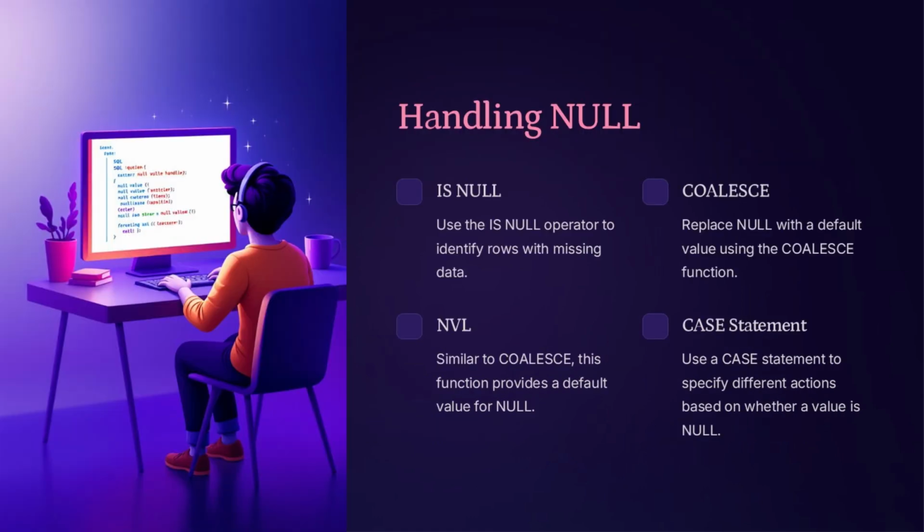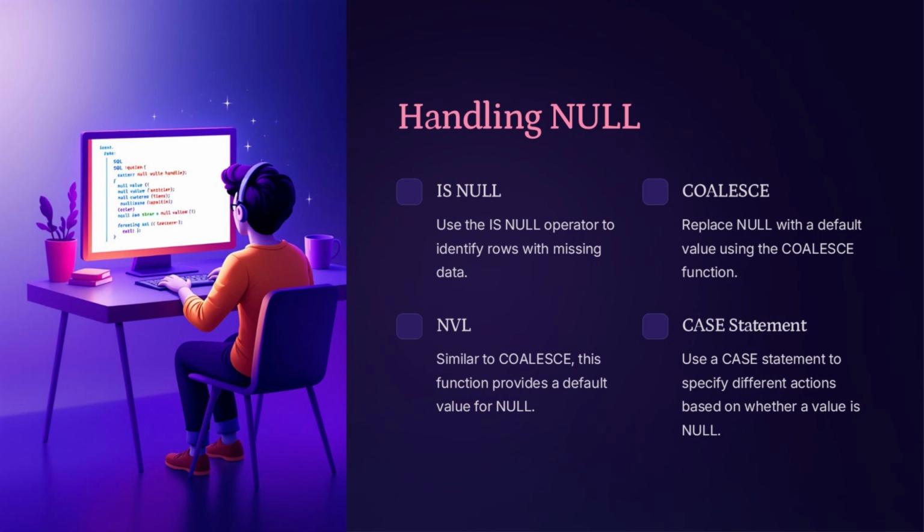Null values can be a common issue when working with data, as they represent missing or unknown information. The is null operator is a simple way to identify rows where a value is missing. This can be useful for finding and addressing gaps in your data. The coalesce function allows you to replace null values with a specified default value. This can be helpful for ensuring your data is complete and consistent.